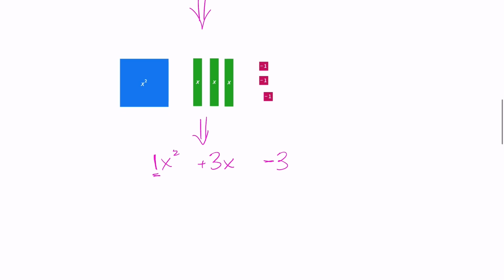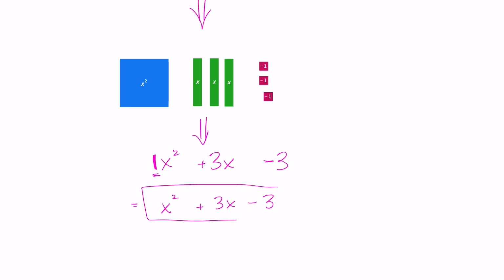Now I just convert this to math. So how many x squareds do I have? I have one x squared, right? And then I have three x's that are positive because they're green. And then I have three negatives. So if I write this out, the one is redundant in front of a variable, in front of a polynomial. We don't really need to write that. The coefficient, it's already implied that it's a 1 if it's not written. So I can just write this as x squared plus 3x minus 3.